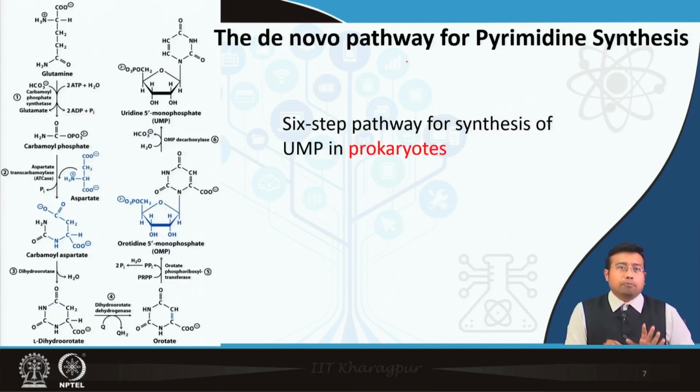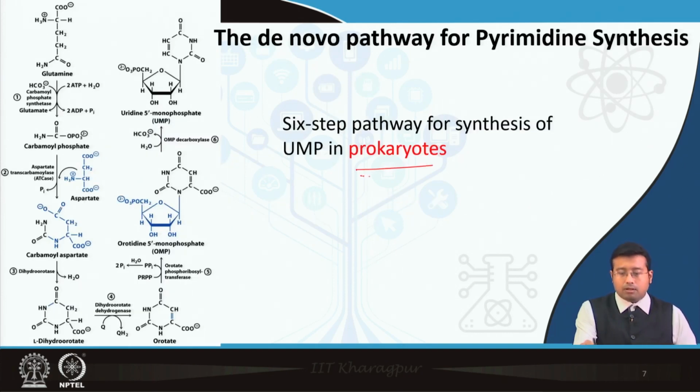So, in case of prokaryotes, the total synthesis of pyrimidine happens in 6 steps. This is a 6-step pathway. Why am I saying prokaryote? Because in eukaryotes the system is much more simplified, right. So, let us discuss the prokaryotic pathway first, because most of the questions are framed keeping the prokaryotic system in mind, especially in case of pyrimidine biosynthesis, all right.